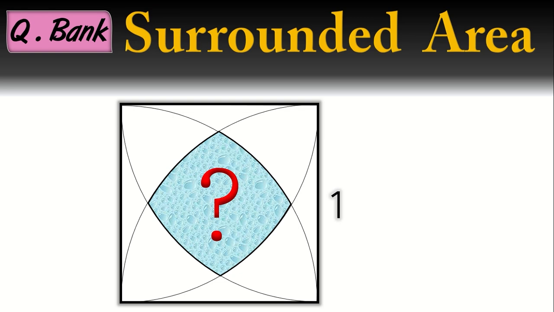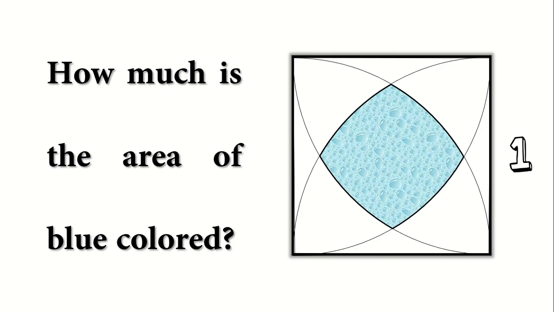In this lesson, we are going to talk about what is the amount of surrounded area. So here we have a square. Inside of a square, we have two leaves in intersection together, and we just want to know what is the amount of surrounded area in blue color. It seems a difficult problem, but by partitioning the area, we can get the real amount of surrounded area. So let's get started. The question asks about how much is the area of blue colored.